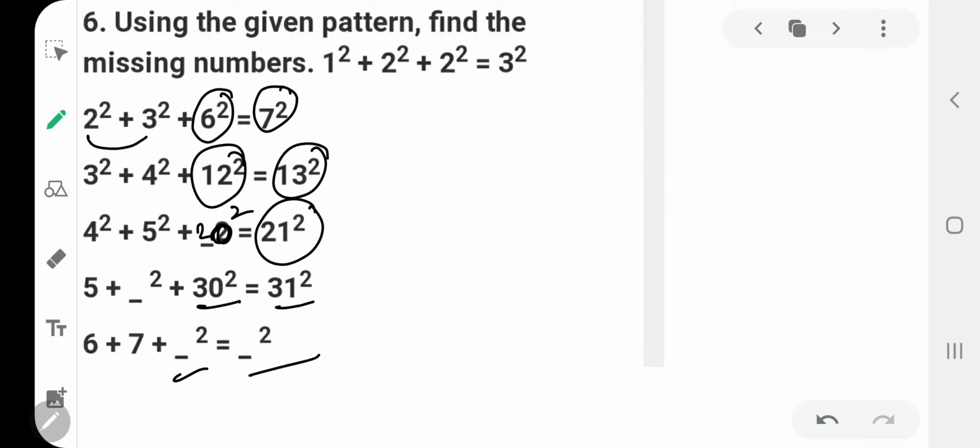I have noticed that 2 3s are 6, 3 4s are 12, 4 5s are 20. So 5 6s are 30, so it will be 5 square 6 square. That will be 30. Got my point clear? Now 6 7s are 42. So here it will be 42 square, and naturally the next number after 42 is 43. So 43 square. So you have to observe the pattern and do it.